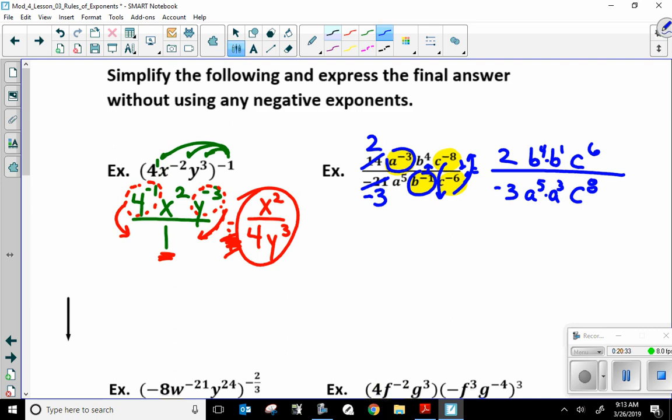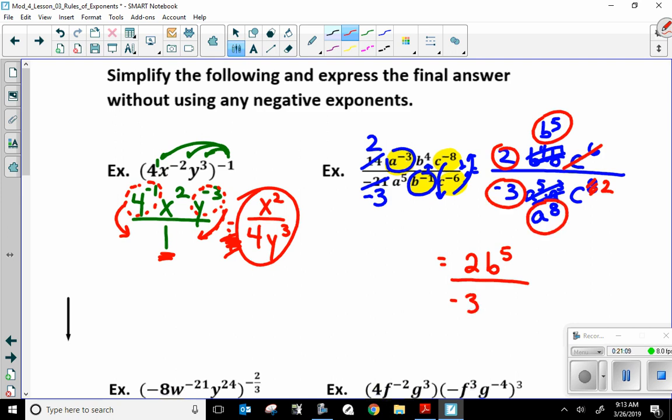Let's clean this up. When I multiply two things in my numerator, two common bases that have exponents, I add the exponents. B to the 4 and b to the 1 give me b to the 5. Same thing in the bottom with my a's. I now have a to the 8. And what about my c's? Well, I'm going to reduce these. I'm going to take 6 c's out of the top and take 6 c's out of the bottom, and that becomes a 2. So when everything is all said and done, I have 2 b to the 5th in the numerator over negative 3 a to the 8 c squared.